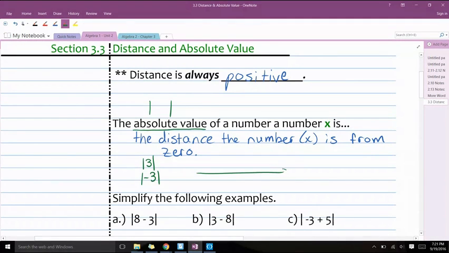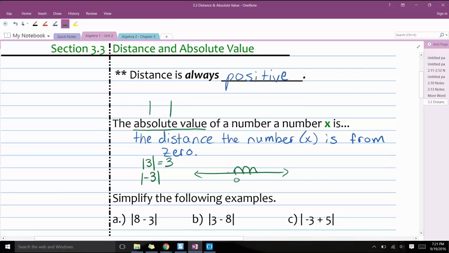Okay, well, picture a number line. And no, you're not going to do this every time. But let's talk about positive 3. 1, 2, 3. How many spots away is 3 from 0? 1, 2, 3. Now, it doesn't matter that we traveled to the left. Who cares? It's 3 spots away from 0, so the absolute value of 3 is 3.